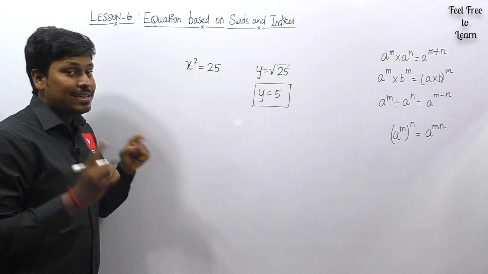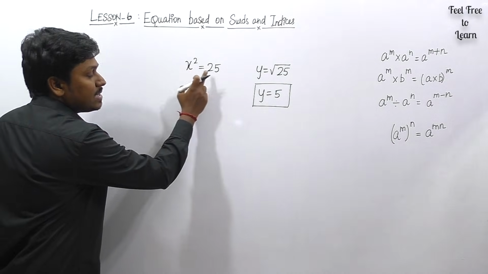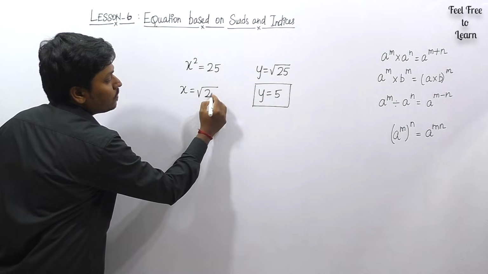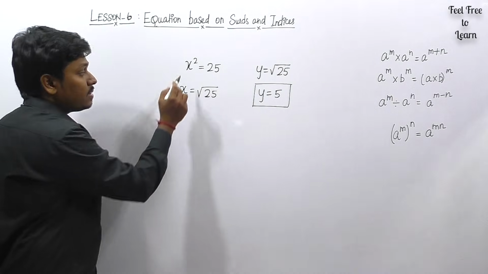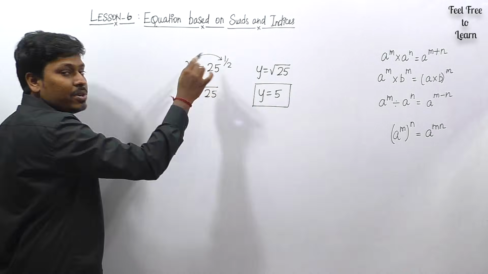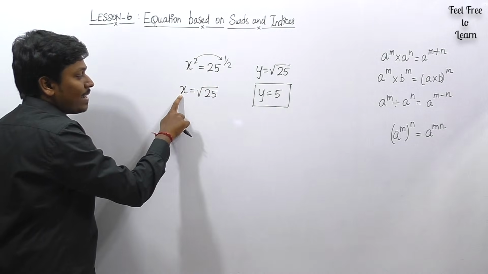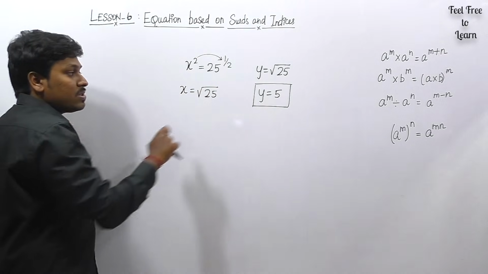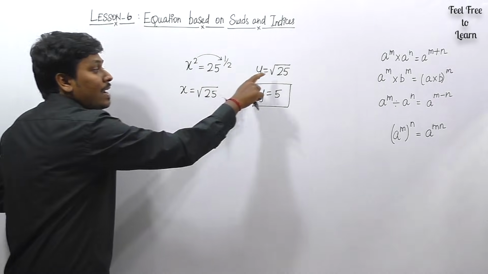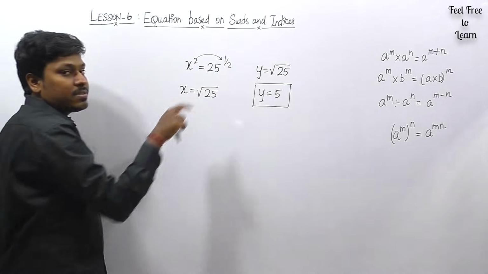But in this case, listen carefully: x square is equal to 25, so x is equal to root of 25. Friends, are you able to understand this concept? When you bring this 2 towards the right hand side, it becomes 1 by 2, which we call root. So x is equal to root of 25. In the given question for y, they have already given a root, so while taking the root, the answer will be only plus 5.